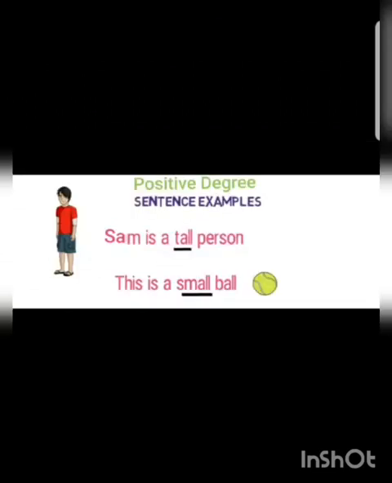Let's see the use of positive degree in sentences. Sam is a tall person. And second example is, this is a small ball. Here, tall and small are positive degrees of adjectives.